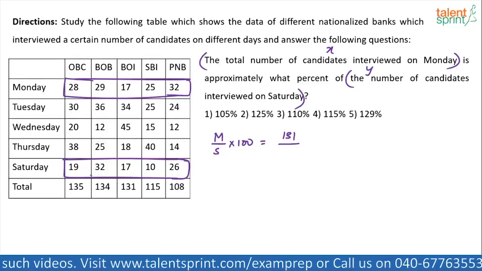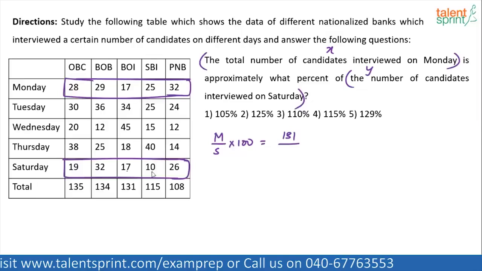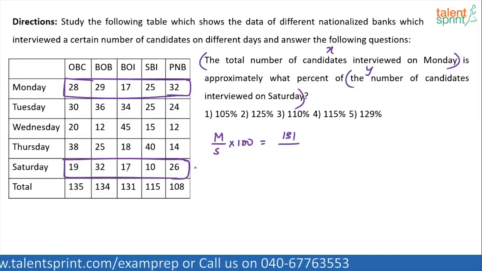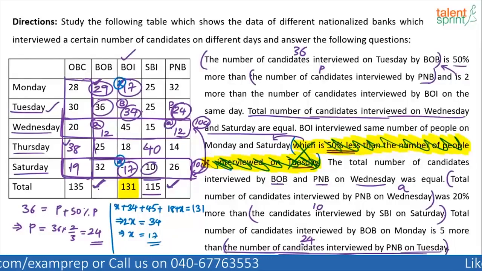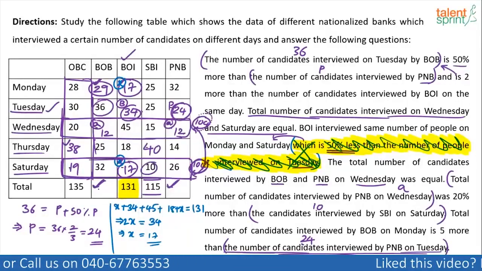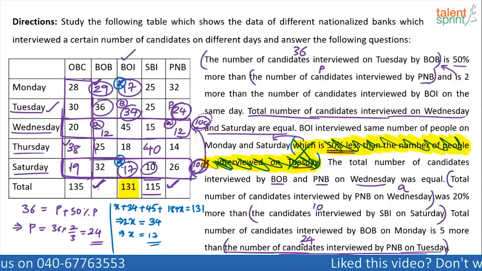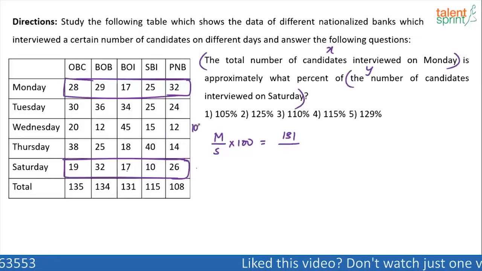Then find the total of Saturday. What is the total of Saturday? 19 and 32, 51, and 17 is 68, 78 and 104. I think we have already calculated this. So it's also important that during a rough calculation, if you have found the total somewhere, you make a note of that as well. You should know that Wednesday and Saturday is already 104 each. It will save you 10-15 seconds. This is 104.